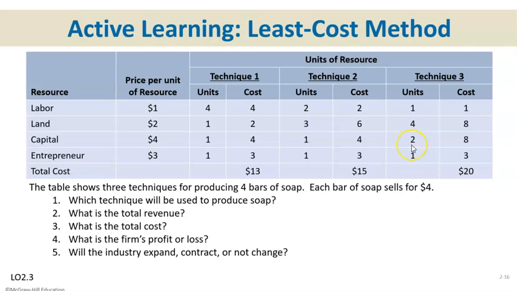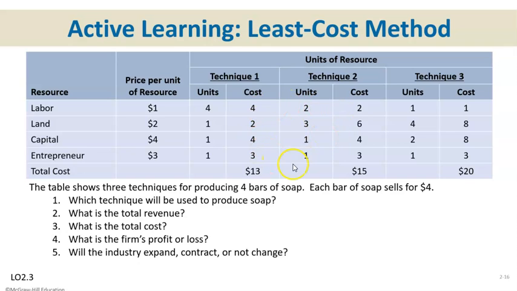They're using 2 capital at $4 a piece, so that's $8 on capital. And then 1 entrepreneur at $3 is $3. And then you add all of these up, and you would get $20. And you're going to do that with each of the techniques. So you should have gotten 13, 15, and then 20.